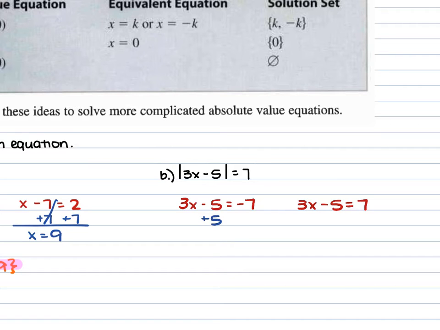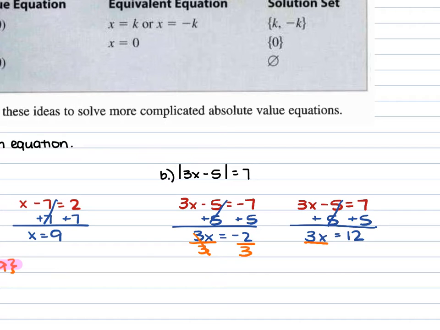We're going to add the 5 to both sides. We get 3x is equal to negative 2, as well as 3x is equal to 12. Then we just divide each side by the 3. And we get that x is equal to negative 2/3, as well as x is equal to 4. So this is just negative 2/3, comma 4 in our braces.